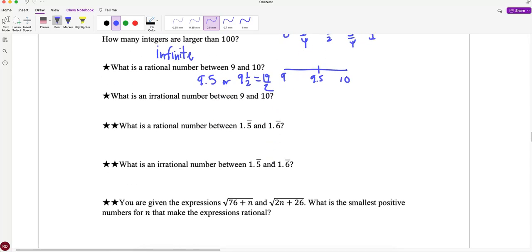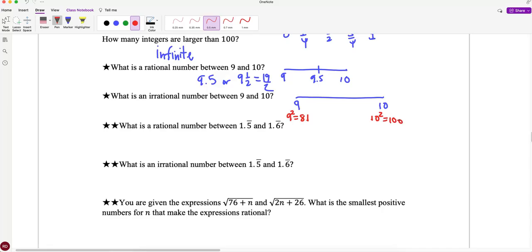What is an irrational number between 9 and 10? Now this one's a little bit tricky. So what you want to do here is, here's 9, here's 10. What I want to do is square those numbers. Okay, so 9 squared is 81. 10 squared is 100. So those are the perfect squares, okay? What is a number between 81 and 100? Just pick a number, okay?